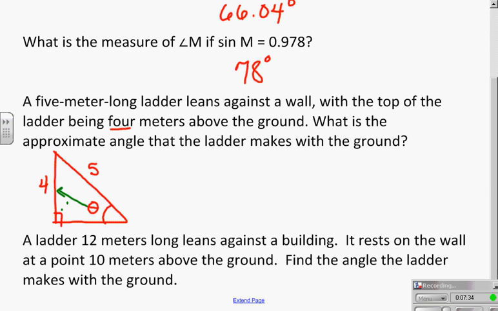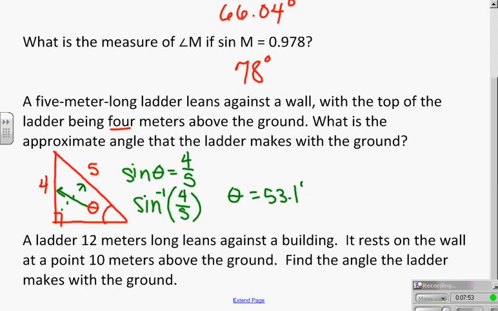Based on this, I know opposite and hypotenuse. And so I'm talking about the sine of theta being 4/5. Go to your calculator and do the inverse sine of 4/5. And when you do that, you find out that theta is 53.1 degrees.